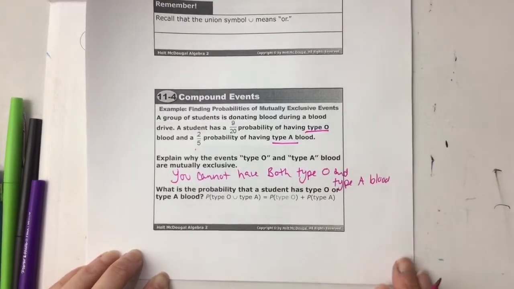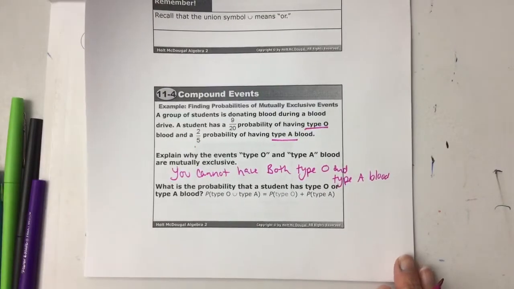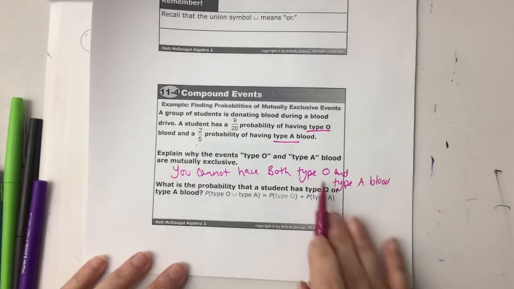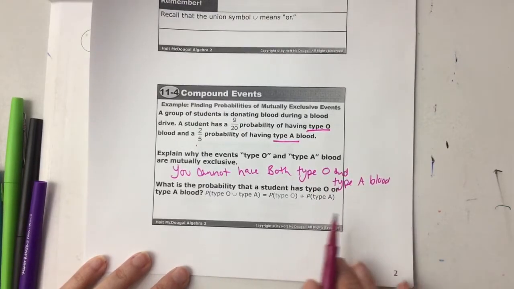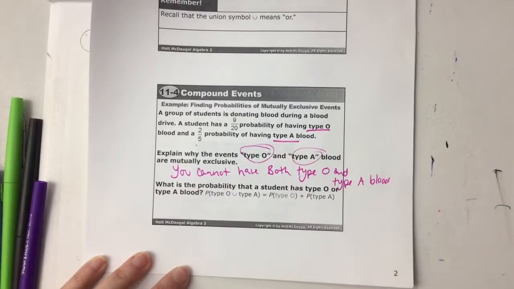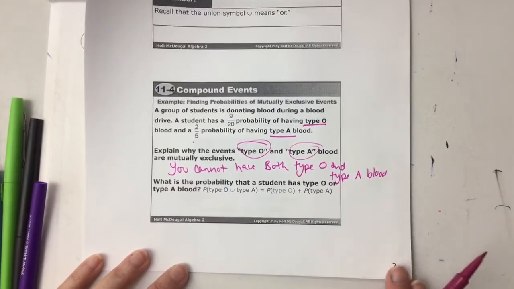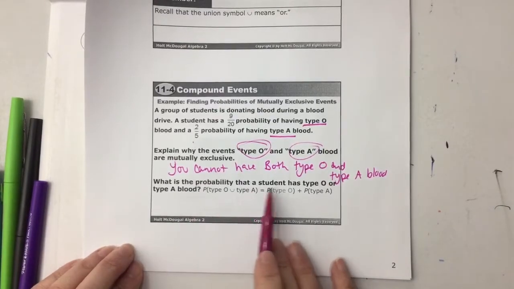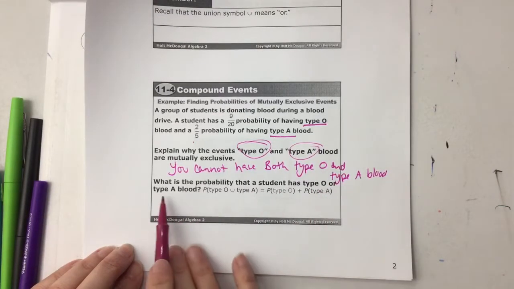You're not going to go to a blood drive and they're going to say, hey, what type of blood do you have? And you'll be like, oh, well, on Tuesdays it's type O and then on Wednesdays it's type A. You can't have both. You might have type O and you might have type A. Okay, so they're mutually exclusive because there is no overlap. You can't have both. What is the probability that a student has type O or type A?